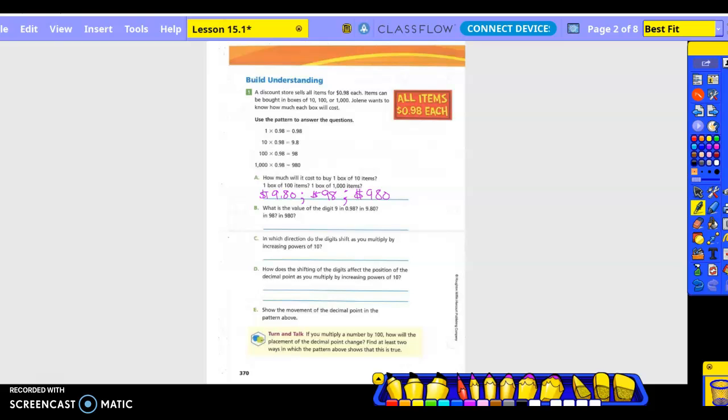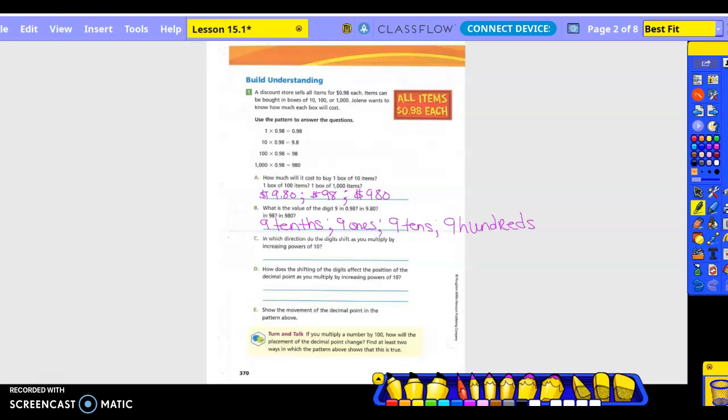What is the value of the digit 9 in 9.80? So what's the value? It's in the tenth spot, so it'd be 9 tenths, right? Okay, how about the 9 in 98? So 9 tens, right? And then the value in 980? 900. And remember, does that one have THS on it? No, because it's before the decimal, right?